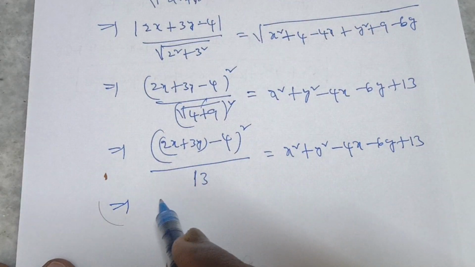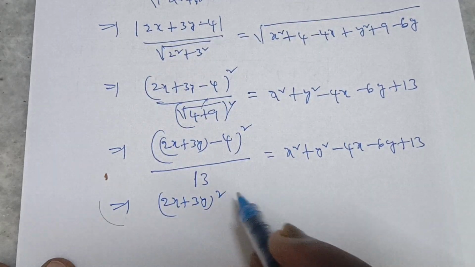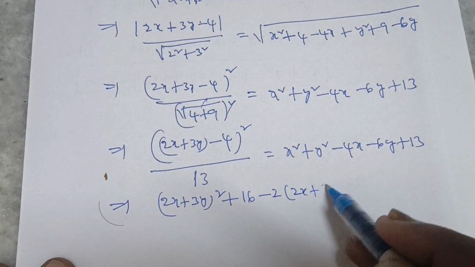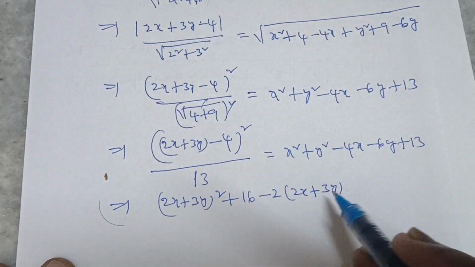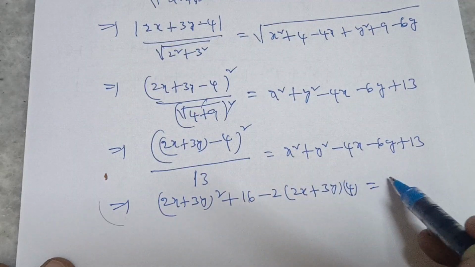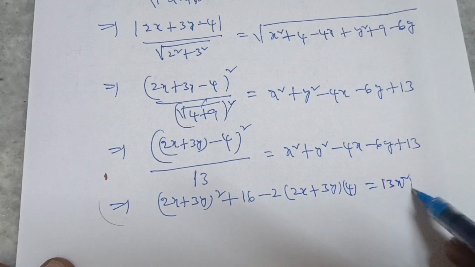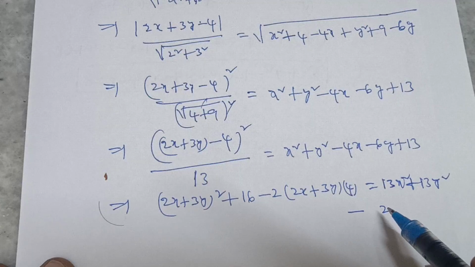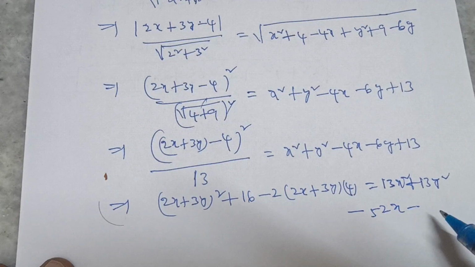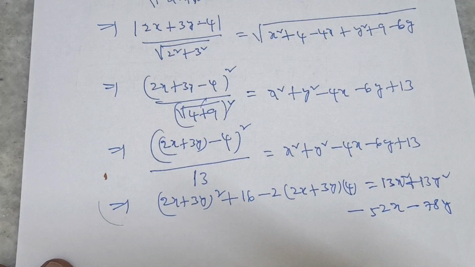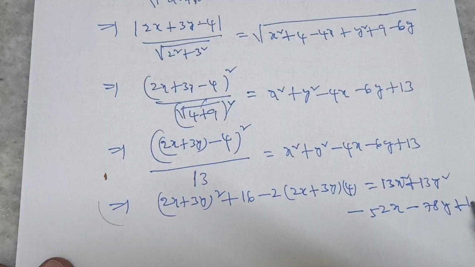Now use the (a - b) whole squared formula here. a squared plus b squared means 16 minus 2 into a into b, is equal to, with 13 taken to this side, 13x squared plus 13y squared minus 52x minus 78y plus 169.